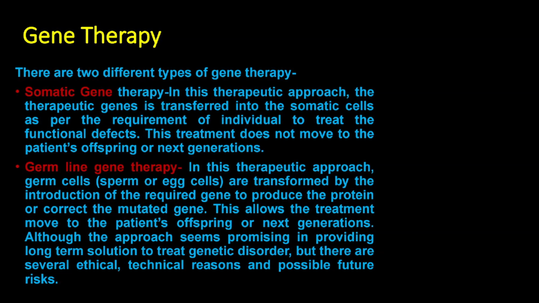In somatic gene therapy, the therapeutic gene is transferred into the somatic cells as per the requirement of the individual to treat the functional defects, and this treatment does not move to parents, offspring or the next generation because it is a somatic gene. While in germline gene therapy, germ cells are transformed by the introduction of the required gene to produce the protein or correct the mutated gene. So it is in the germline, that means it will be transferred to the zygote, and if it is transferred to the zygote, it will run to the next generations also. So germline gene therapy is for that.